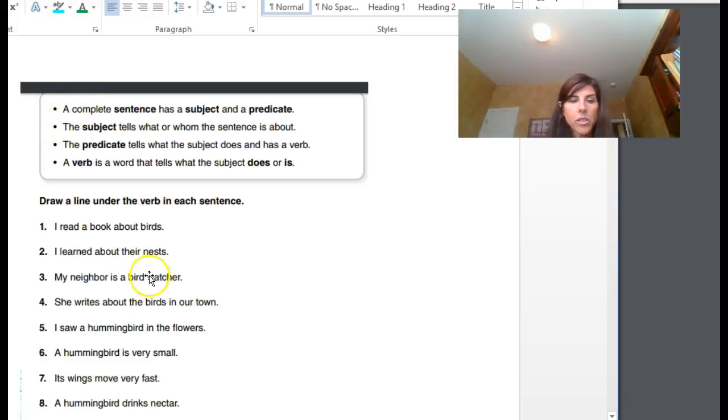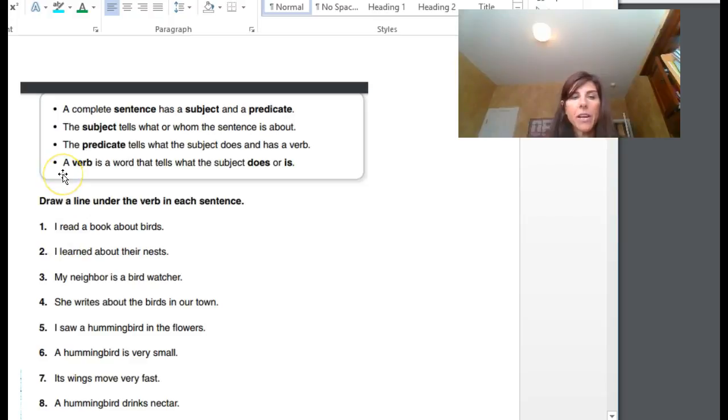So it starts off to say a complete sentence has a subject and a predicate. So let's take a look at what that looks like. A complete sentence: I read a book about birds. So the subject is I, and the predicate is what the subject does. The whole predicate would be read a book about birds. So we've talked about that before. And then the subject tells what or whom the sentence is about. It's about I, about the person in the I, and the predicate tells what the subject does.